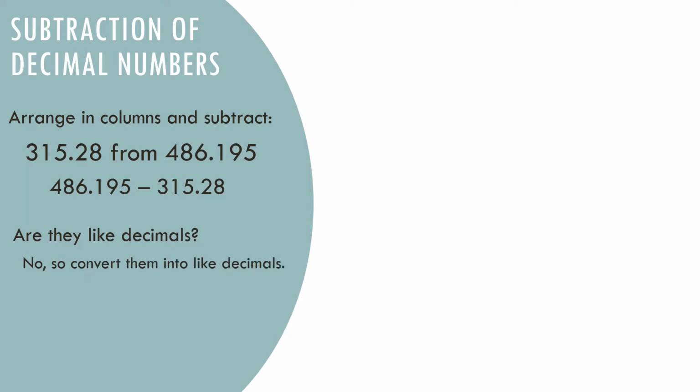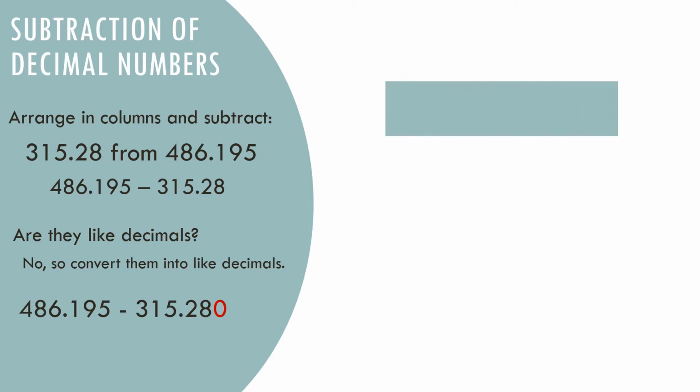See, in 486.195, the maximum number of digits after decimal are 3. So first we convert 315.28 into like decimal having 3 digits after decimal. So how many zeros will you add in 315.28? Yes, 1 zero. That is 315.280. Let's start subtraction. First make a carry-on box.